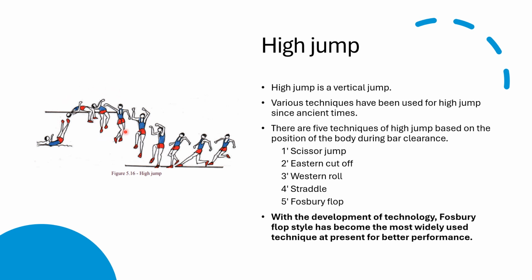But we just have to know that when it comes to bar clearance, in the way it is done, there are 5 techniques. Scissor jump, eastern cutoff, western roll, straddle, and Fosbury flop. So with the development of technology, Fosbury flop style is the most widely used technique at present, and it is said to have better performance when compared to other types of bar clearances.